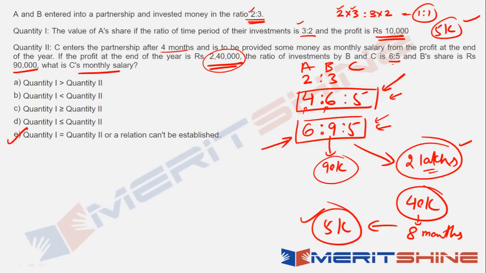9 means 90,000. So, what does 20 mean? 2 lakhs. So, 2 lakhs goes to the shareholders. The salary is not a part of it. 240 is the total amount that's given. So, 40,000 goes into the salary for 8 months. So, what is the monthly salary? 5k. And the two quantities have to be equal in this case. Answer becomes option E. I am showing you the next one now.